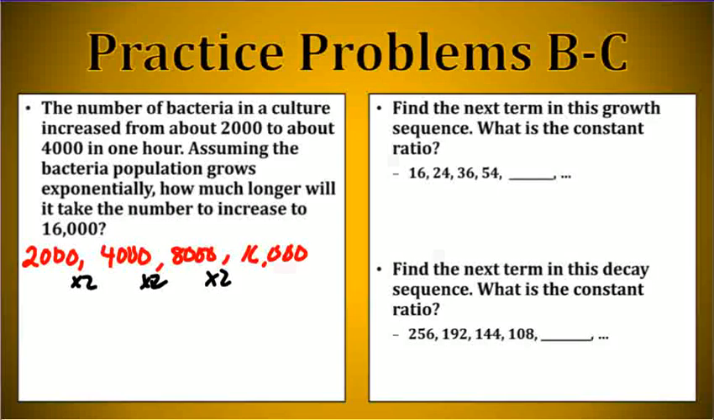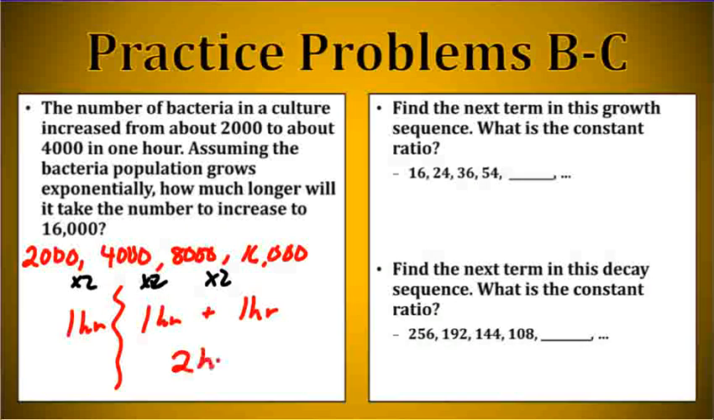So in 1 hour, this is 1 hour, increase from 2,000 to 4,000. From 4,000 to 8,000, that's another hour. And from 8,000 to 16,000 is another hour. So after the initial, how many more hours would it take to go from 4,000 to 16,000? 1 plus 1 hour would give us 2 hours, or 2 more hours.